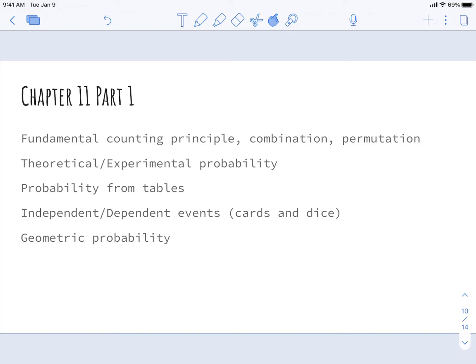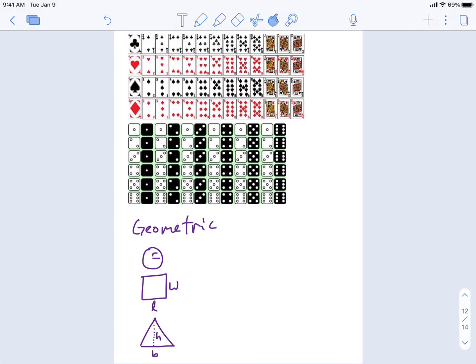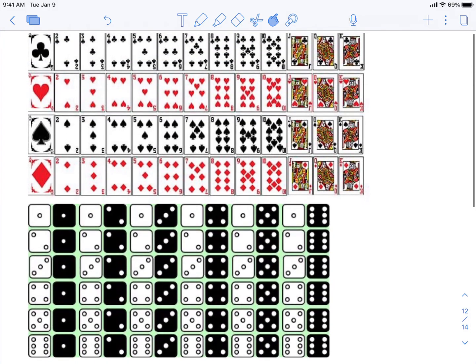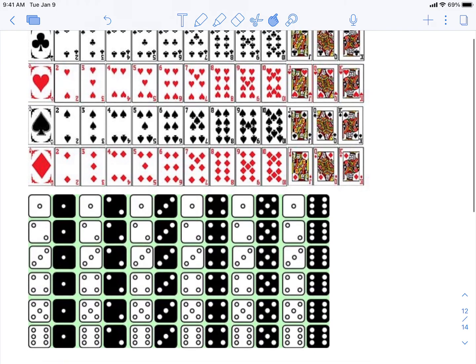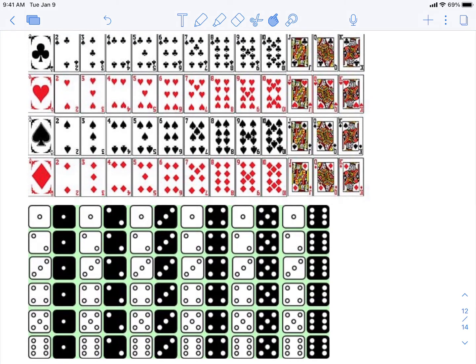Yeah, so then independent and dependent events, cards and dice. I just have a diagram here. Make sure that you have screenshots of the card and dice diagrams, unless you're like me and you just instinctively know this stuff. But you may want to have screenshots of these, so make sure to take that.